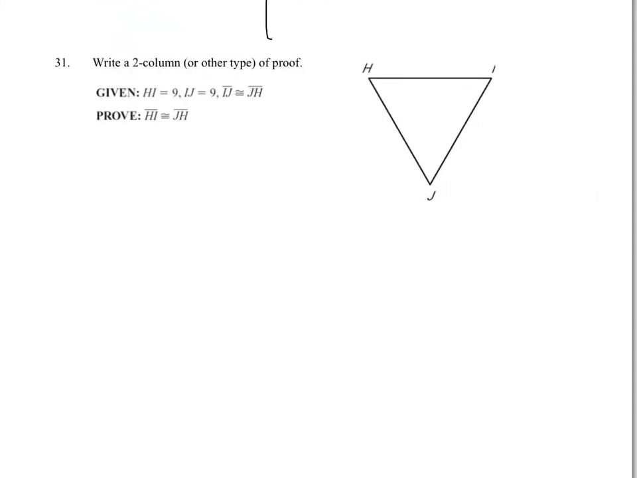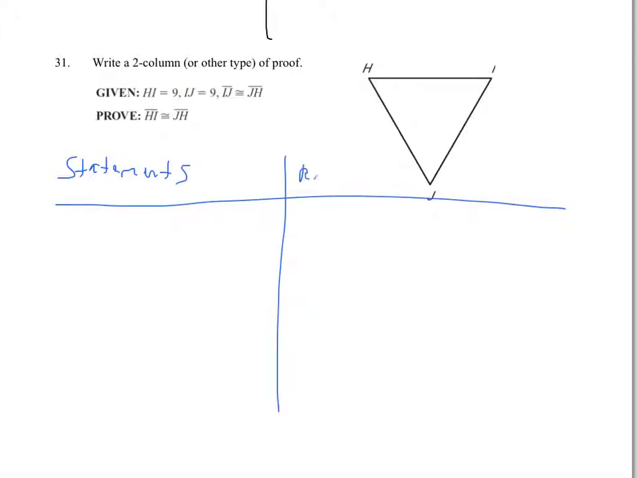Write a 2-column or other type of proof. So if you wanted to go with a paragraph proof or a flow proof, you could do that. I'm probably just going to stick with the regular 2-column proof. So I'll go ahead and set it up. Statements, reasons.